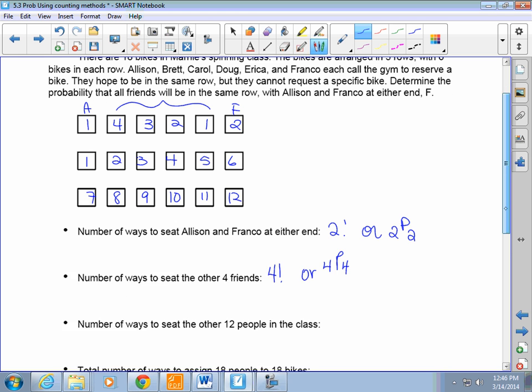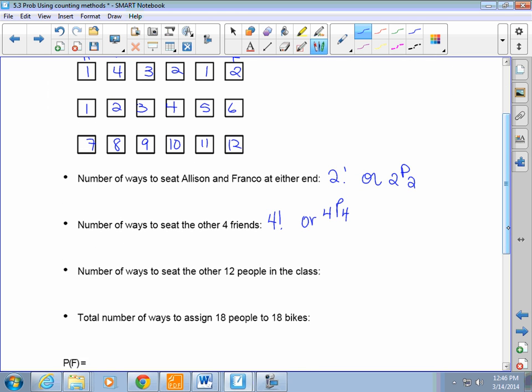The number of ways to seat the other 12 people in the class. Well, again, that's just 12 factorial, or 12P12. And because we're looking at this as a probability question, we need to take a look at all of the possible ways of arranging people on these 18 bikes. So we have 18 factorial, or 18P18.